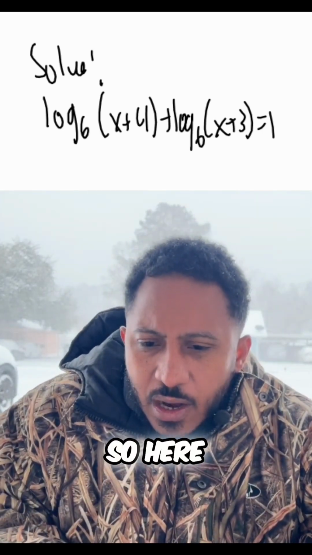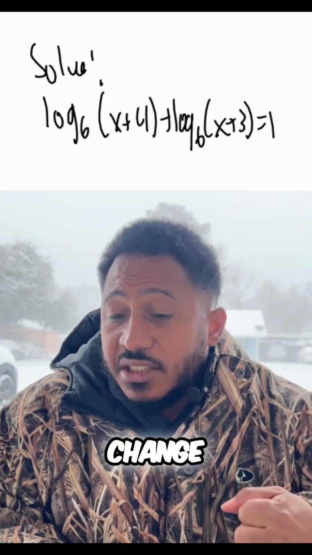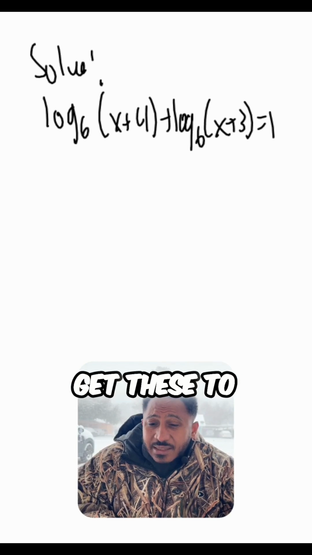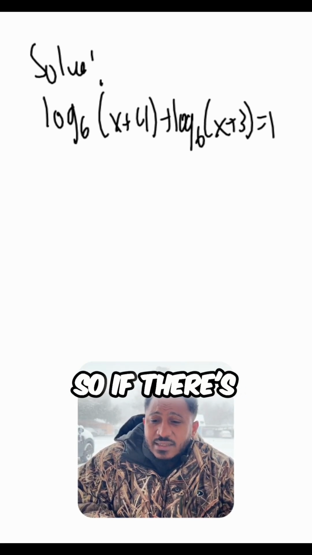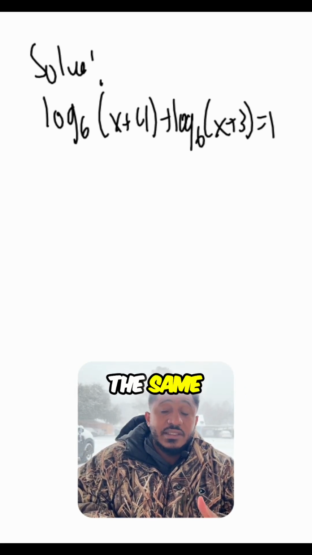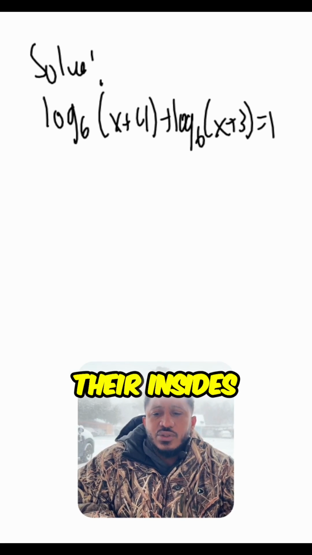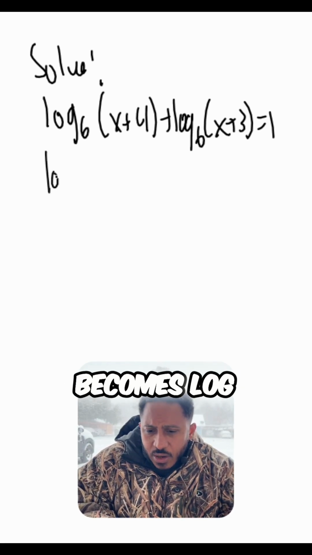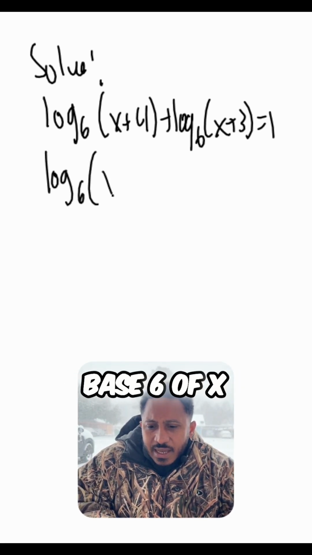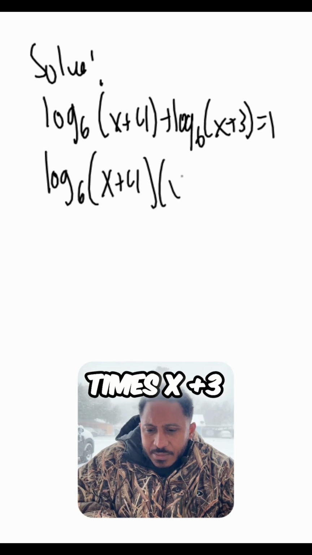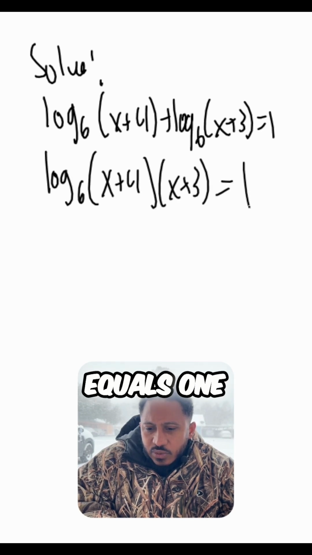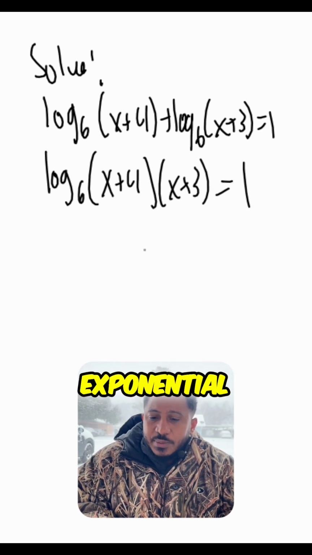So here, let's try to first get log equal to a number to change to exponential, meaning we have to get these to be one log on one side. If there's a plus in between and these two logs have the same base, then we can multiply their insides, or their arguments, meaning this becomes log base 6 of (x plus 4) times (x plus 3) equals 1, okay? And now we change it to an exponential.